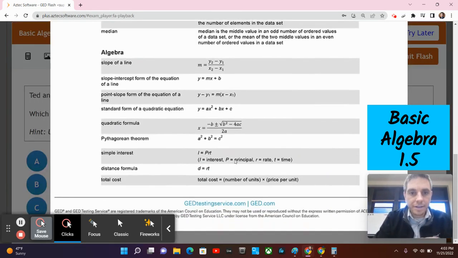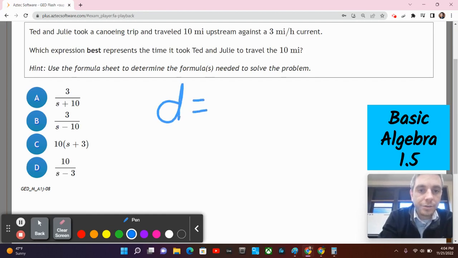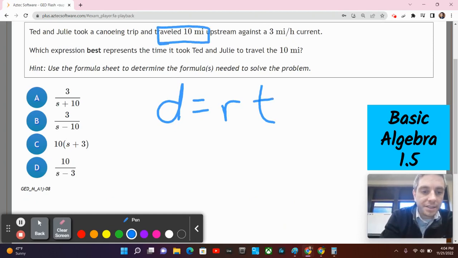Okay, so I'm scrolling down here to the algebra section. The second to last formula, d equals rt. And what those letters stand for is that it says distance is equal to our rate multiplied by time. So I'm going to write it down. D equals r times t. They want to travel 10 miles. That is a distance. So that's going to be a letter D.